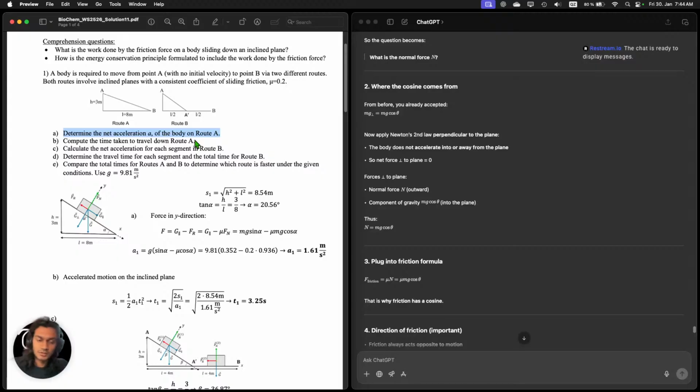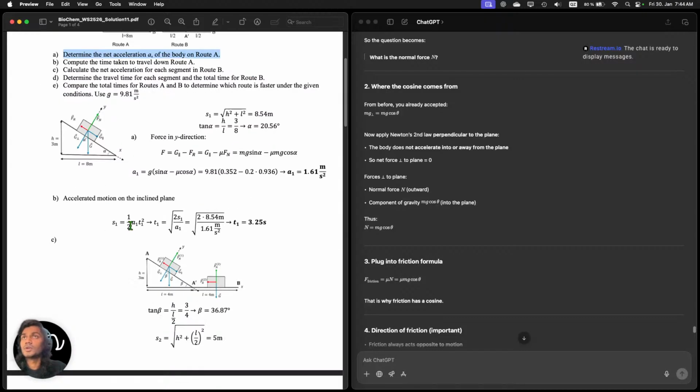No initial velocity, so v square minus u square. But that is even there, we only get the final velocity. What did you do to s is equal to half a1 t1 square? Accelerated motion on an inclined surface.